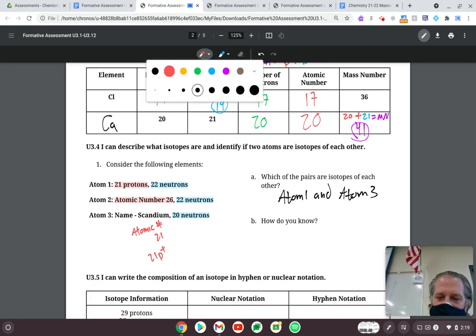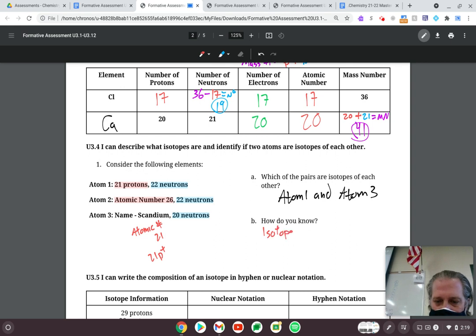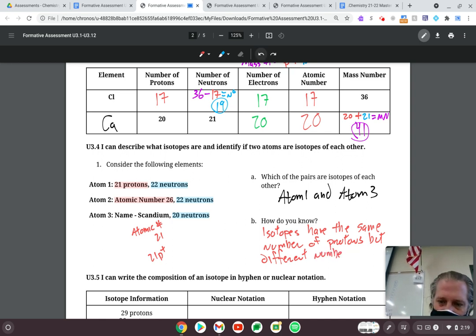Okay. How do I know this bit of information? Well, I know that isotopes have the same number of protons, but different number of neutrons. So there you have it. That's how I knew.